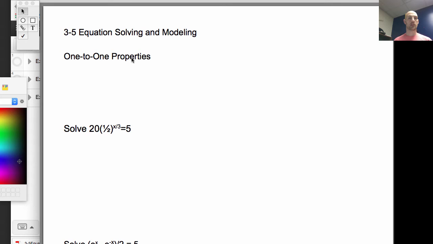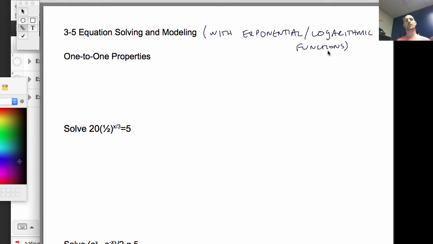Welcome back. Today we're going to talk about 3.5, equation solving and modeling, and what should go along with this should be something that says with exponents or exponential and logarithmic functions, because the things we're going to look at are going to involve exponents and logarithms.